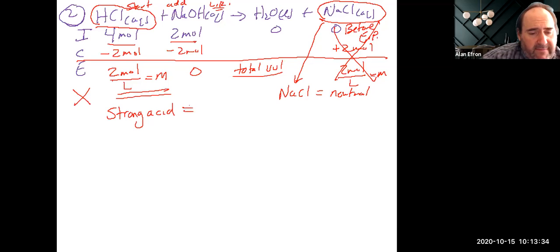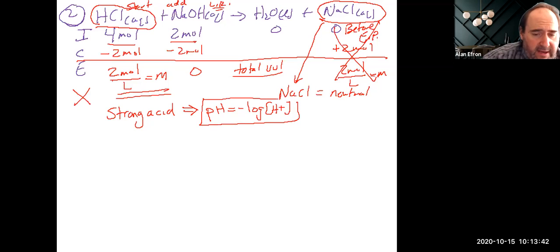And that means if you want the pH, you should go into the pH equation to figure it out. So at this point in the titration, anywhere from when you add that first drop all the way up to the equivalence point, you need to do 1 ice table.